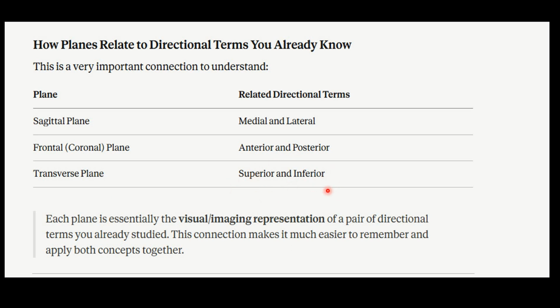Now I am assuming you know the meaning of these terms like medial, lateral, anterior, posterior, superior, inferior, because we have already covered this in our previous session. So we are not going to spend time describing it again. Here you can just relate it with these planes. We can say each plane is essentially the visual representation of a pair of directional terms you already studied. This connection makes it much easier to remember and apply both concepts together.